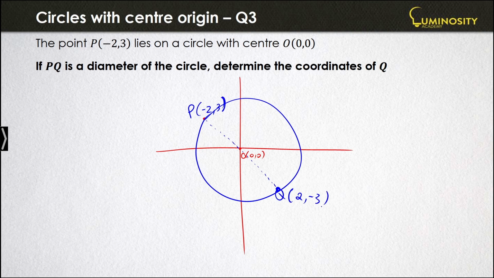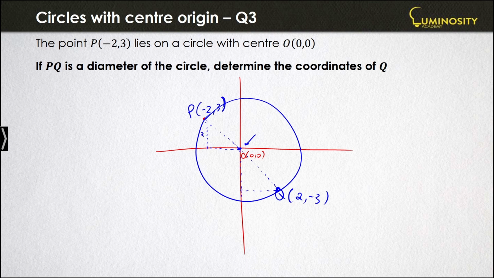So how was I able to do that? Well, think about this. PQ is a diameter. So that means the straight line here has a midpoint. That midpoint is the center, which is 0, 0. So I could use, if I wanted to, the midpoint formula, but I'm going to use the geometrical interpretation of the midpoint formula, which just means that however much I go down and however much I go right here is the same amount I must go down and the same amount I must go right.